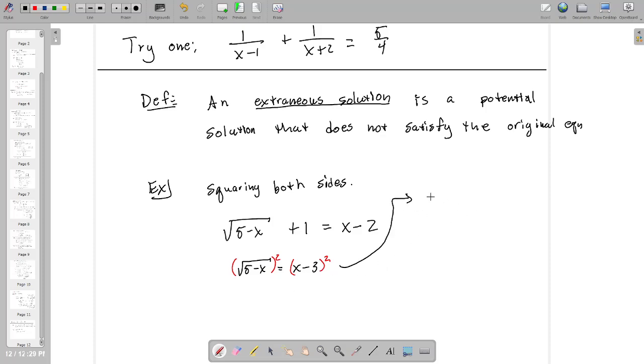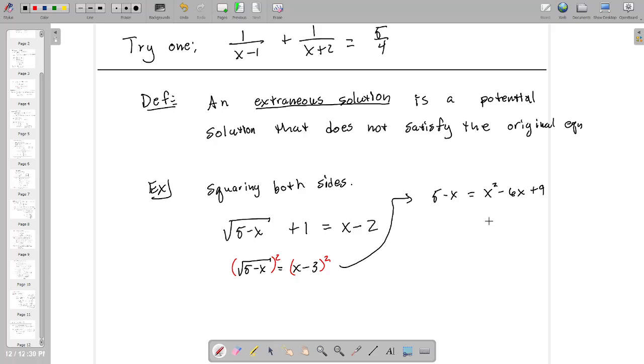On the left, we just get 5 minus x, because we're squaring a radical. On the right, we have x minus 3 squared, which will become x squared minus 6x plus 9. Remember, you square the quantity, so it's x minus 3 times x minus 3.